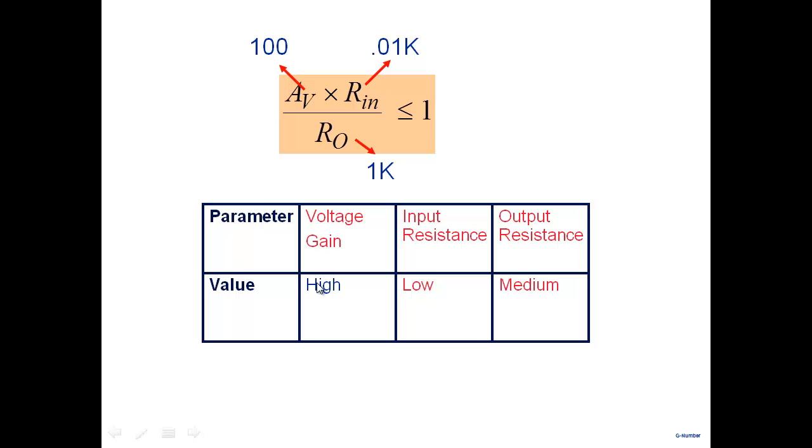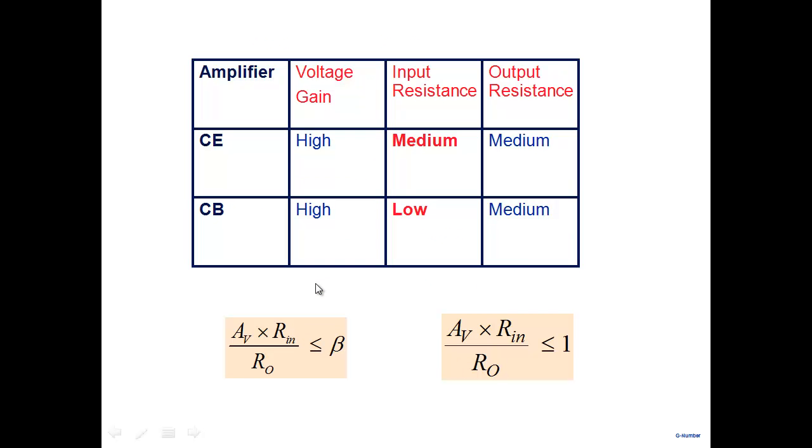If you think of a common base amplifier versus a common emitter amplifier, very often you'll see a table like this. A common emitter amplifier offers you high voltage gain, medium input resistance, medium output resistance. A common base, on the other hand, offers you high voltage gain, same expression we saw. Output resistance was also the same expression.